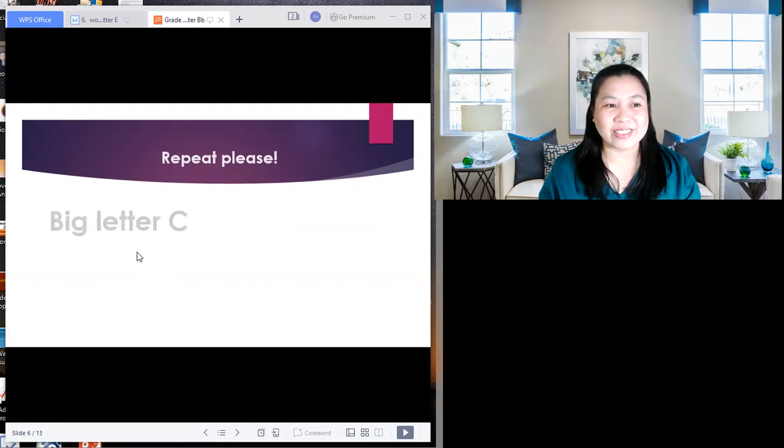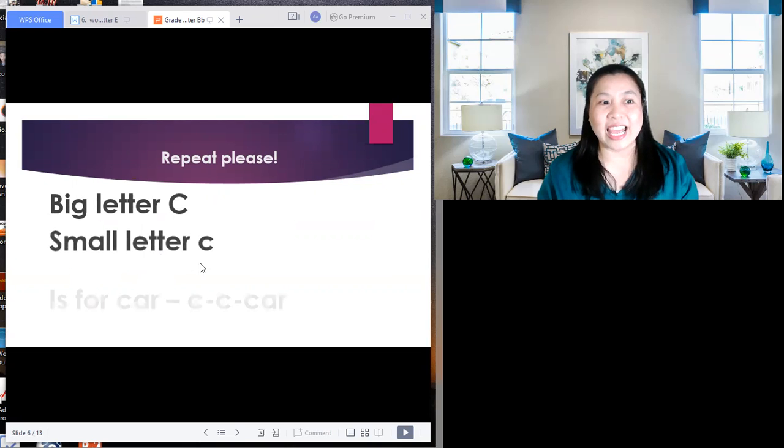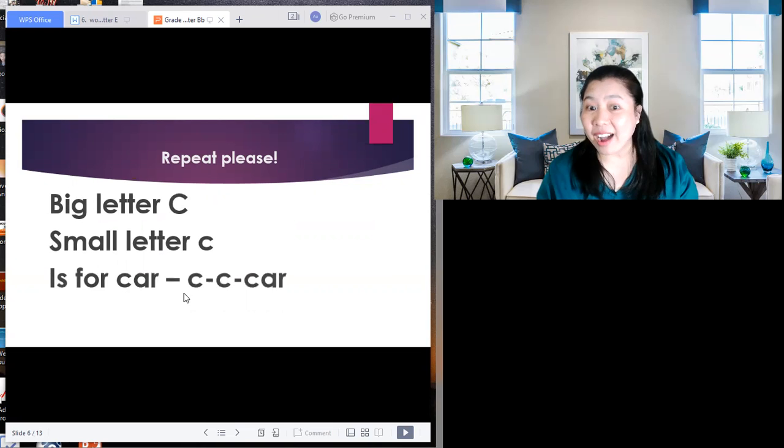Repeat, please. Big letter C. Small letter C is for car. Car.